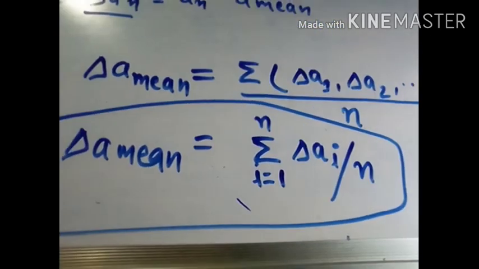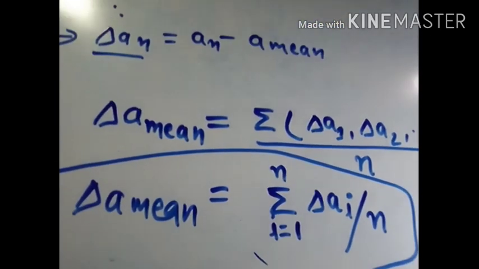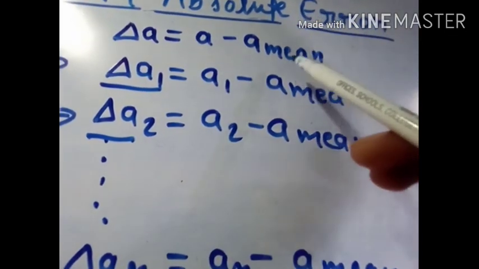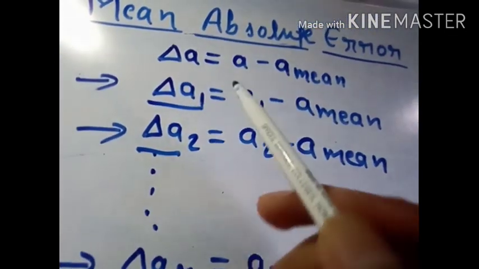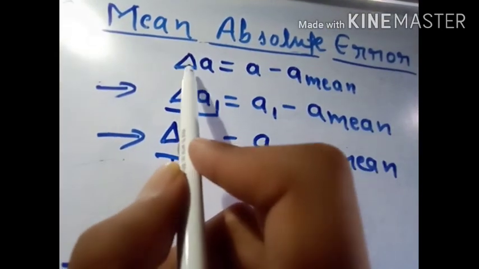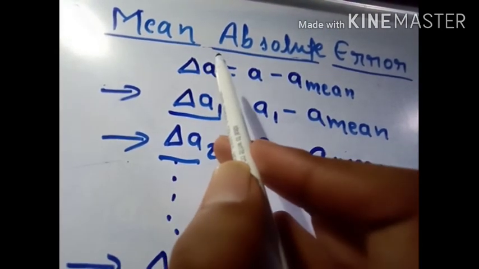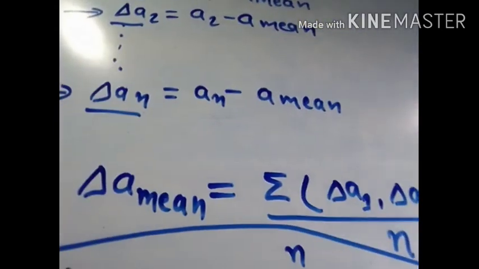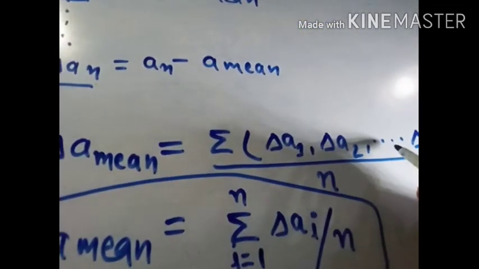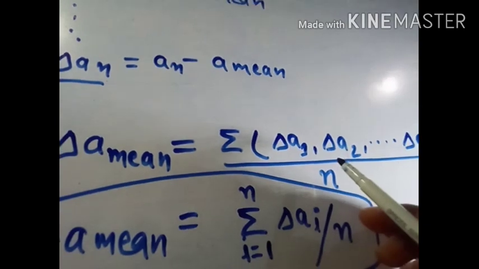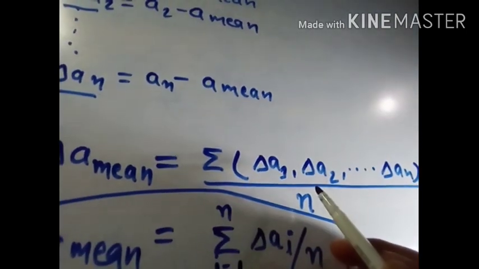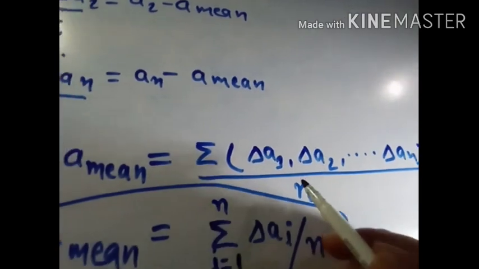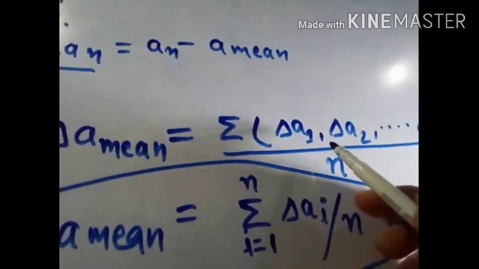Okay, one more thing I would like to tell you: when you subtract A minus A mean, the value may come out to be negative or positive. Understand? But let me make it clear that when you sum all these values, their magnitude is considered, no sign will be taken. Understand? It means you will use their magnitude.